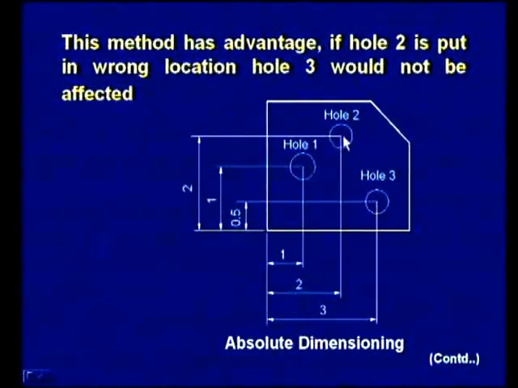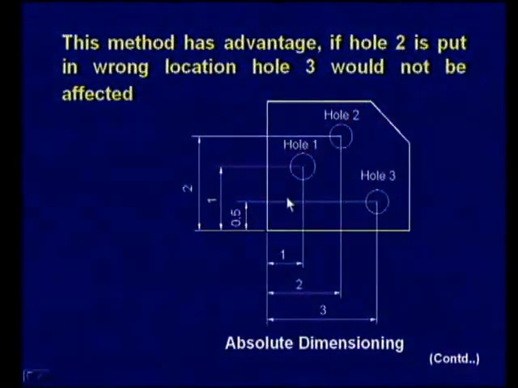So the centers of all these 3 holes are denoted with respect to the origin of the drawing. We are simply calling this an absolute dimensioning or absolute coordinate system. Then what sort of advantage is there with this type of system? This method has an advantage, that is, if hole 2 is put in a wrong location, hole 3 would not be affected. That means, in case of an absolute dimensioning system, we are taking a fixed point.